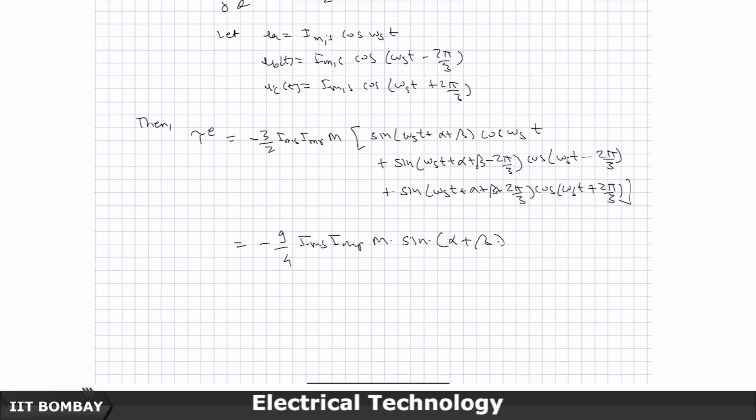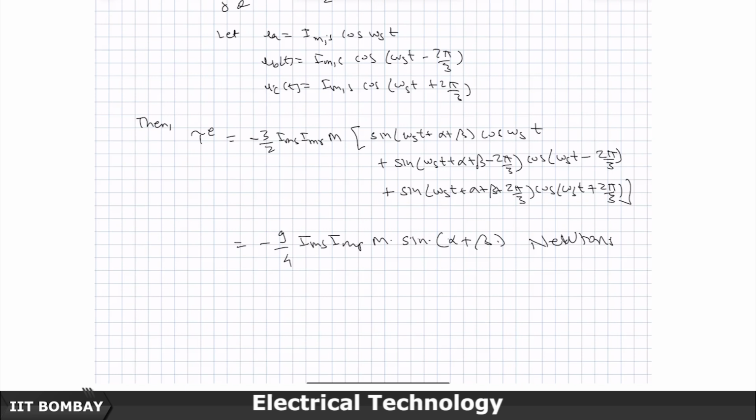Only sine of (alpha plus beta) remains. This is the simple identity 2 sin A sin B equals cos (A minus B) minus cos (A plus B), applied for each one of the 3 terms, and then you have to group them together. And these many newtons-meter is the torque which is developed, and you can see that it only depends upon the steady state values of alpha and beta, and a steady state torque will be developed.